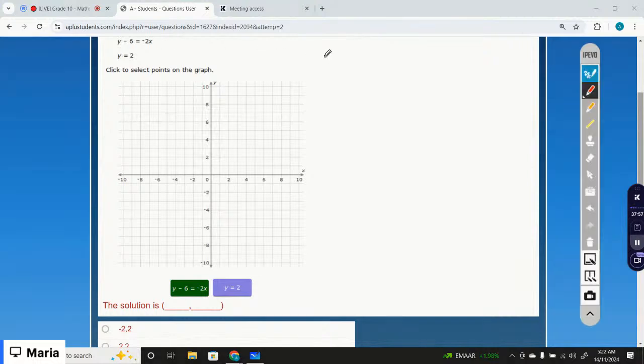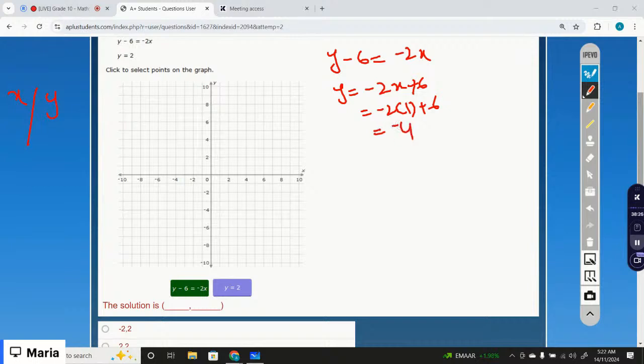So start with the first equation. y minus 6 equals negative 2x. Just rewrite the equation as y equals minus 2x plus 6. Let's put some values for x and calculate the values of y. I'm going to make a table over here, right? x is 1. Negative 2 times 1 plus 6, 6 minus 2 is 4. x is 1, y is 4.